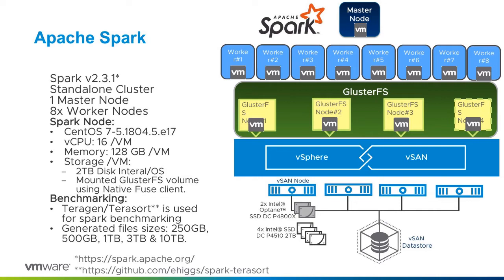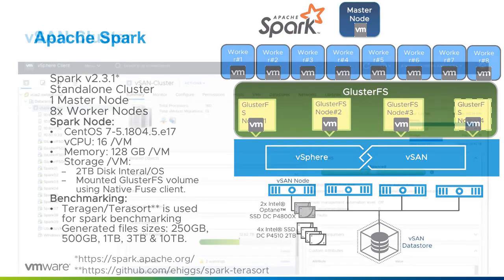Yeah, as I mentioned, for the benchmarking, we have used TeraGen and TeraSort, and these are the amounts of data that are generated. So we have generated 250 gigabyte files for TeraGen and TeraSort. The same for half terabyte, 1 terabyte, 3 terabyte, and 10 terabyte storage. So this is, in brief, the test bed that we have used.